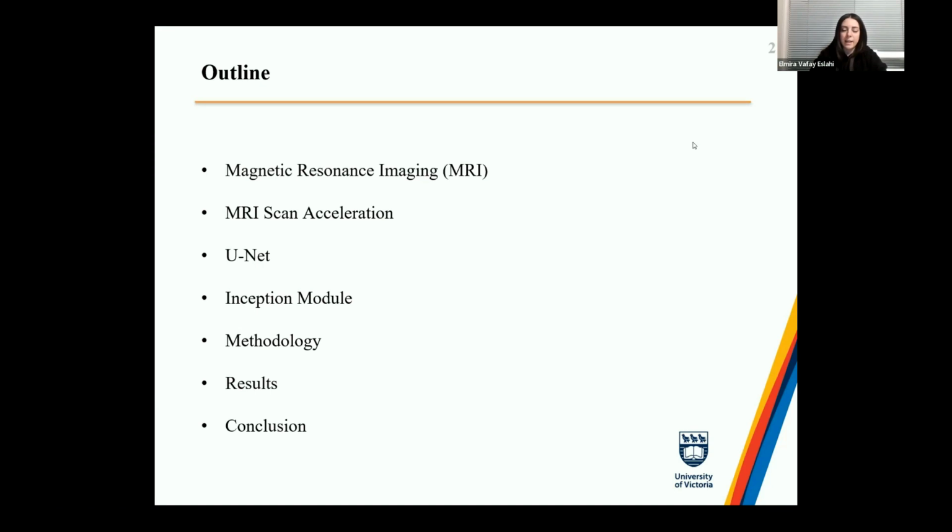is MRI scan acceleration, and then I will talk about U-Net. Because we are integrating Inception module with U-Net, I will discuss both networks, and then we will discuss our methodology, and then we will compare our metrics and images in the results section, and at the end we will have our conclusion.